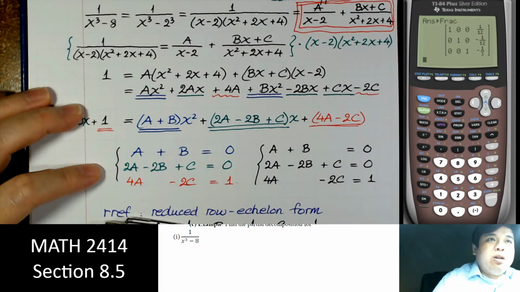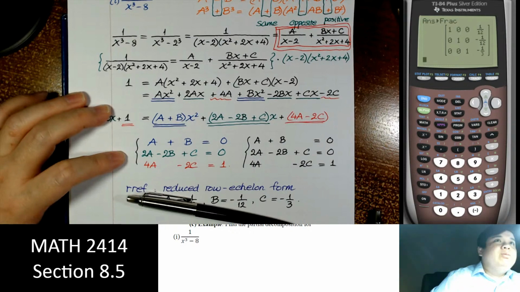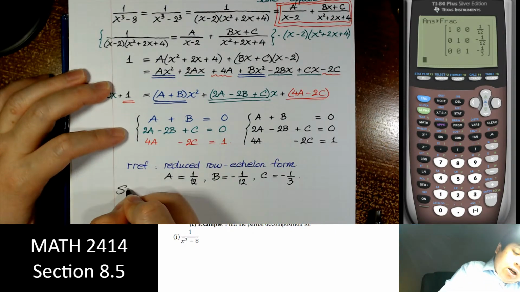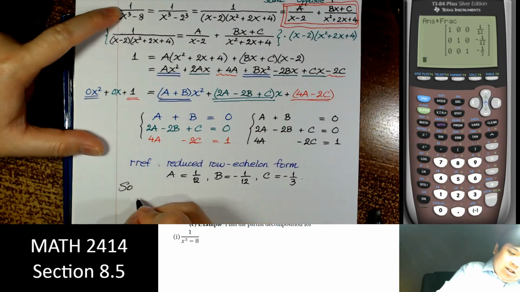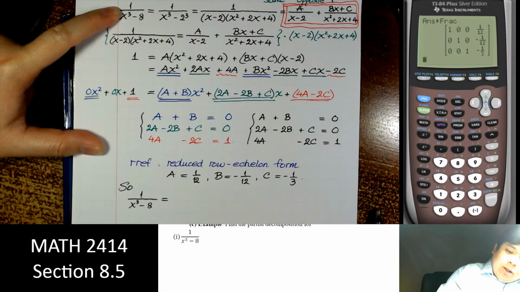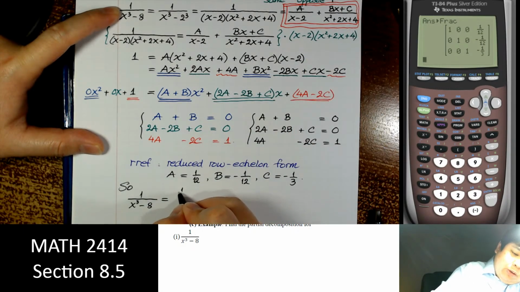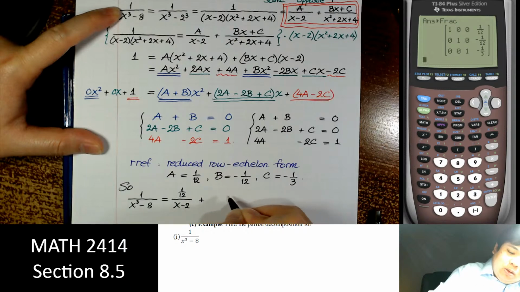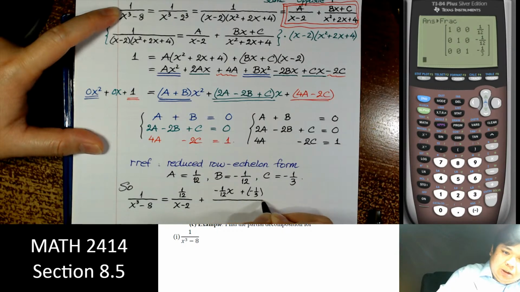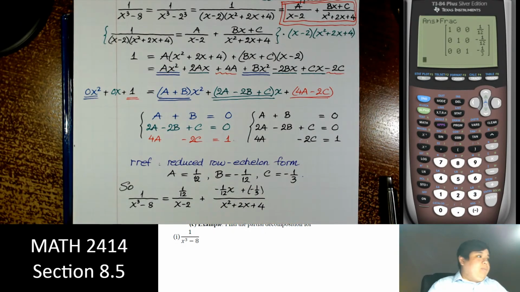I just need to zoom out one bit. Okay. So we have that: A, 1 over 12, divided by x minus 2, plus Bx plus C. Right. So that is a partial fraction.